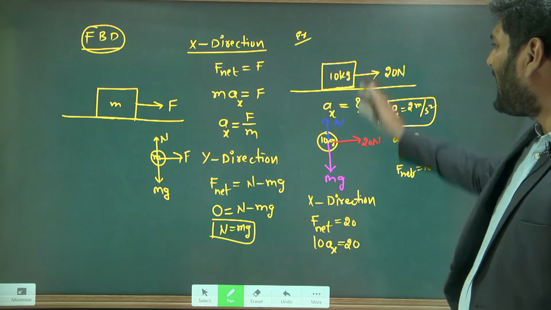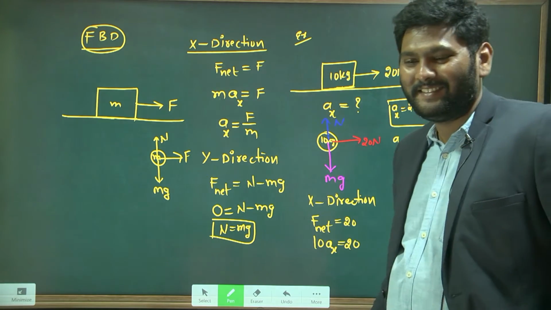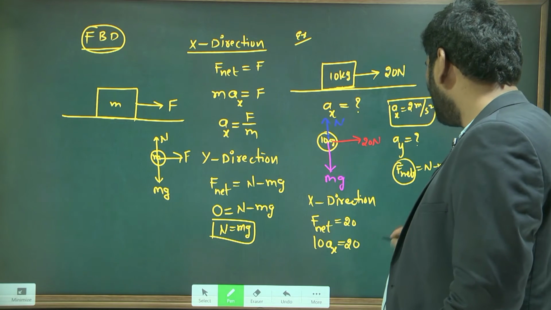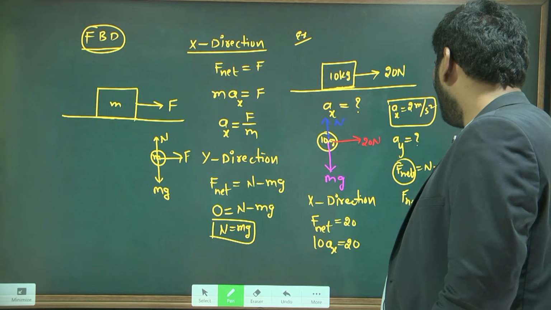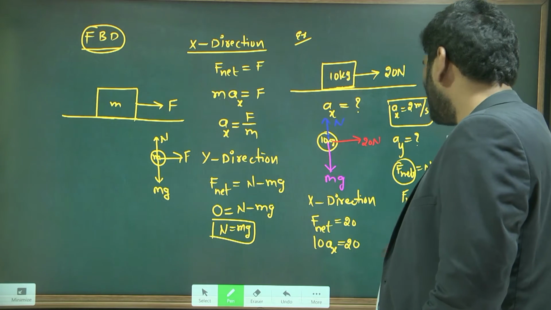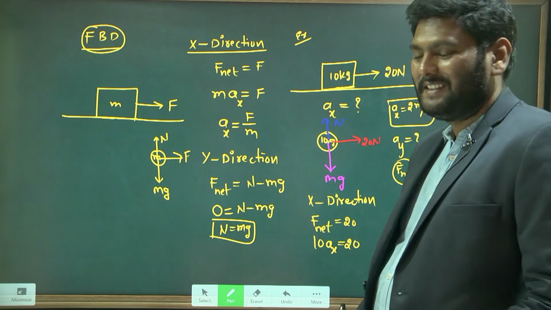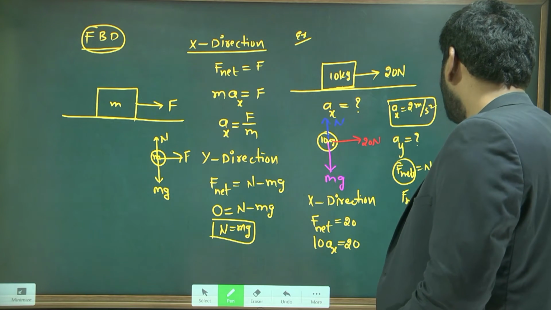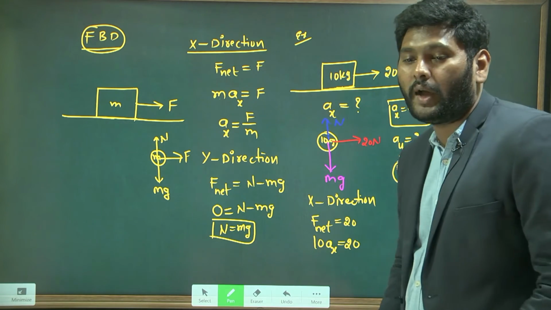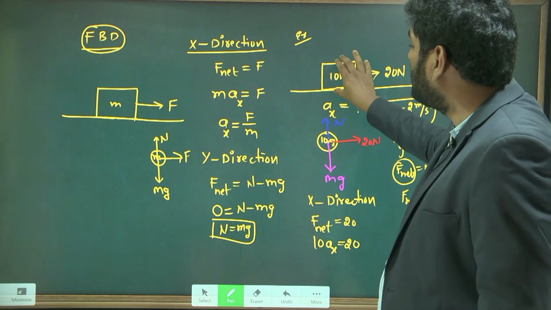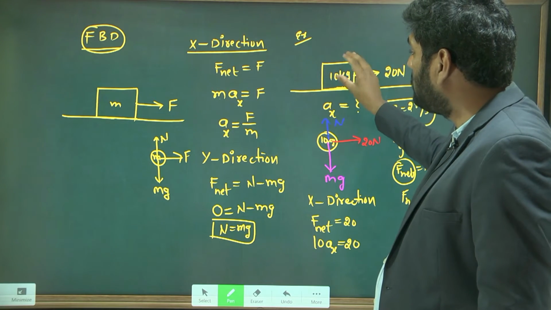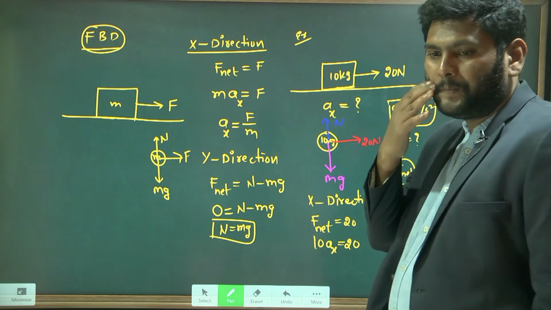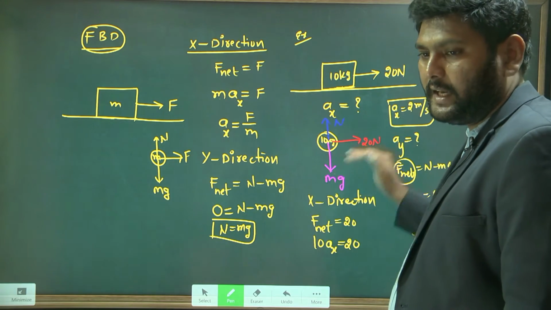Now tell me, is the object moving along y direction? No, sir. No, which means F net value is what? 0. When F net is 0, acceleration is also how much? 0. So there is no acceleration along y direction. That is the reason this 10 kg mass will not move downward or upward. It will only move in which direction? Along x direction, the horizontal direction only.